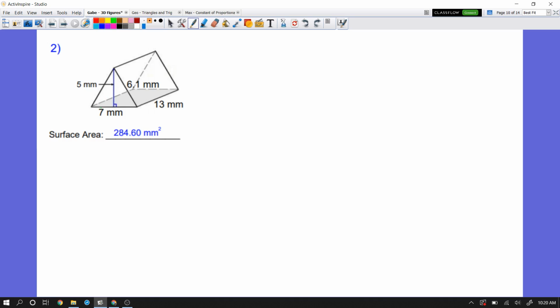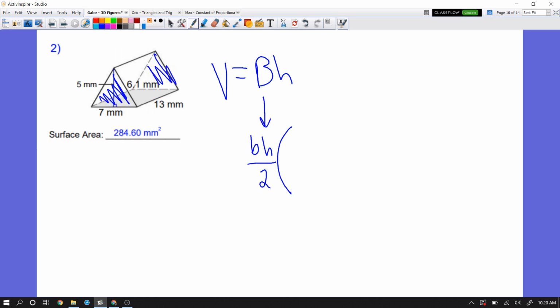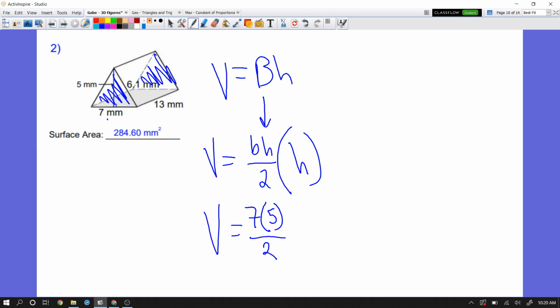Volume for another triangular prism. So again, I'm going to write the formula. Area of the base times the height. This is going to be our base times height divided by 2, since we're trying to find the area of the base, which is a triangle. And then the height of the prism. Base of the triangle is 7. Height of the triangle is 5, divided by 2, times the height, which is the distance between our parallel bases, which is 13.